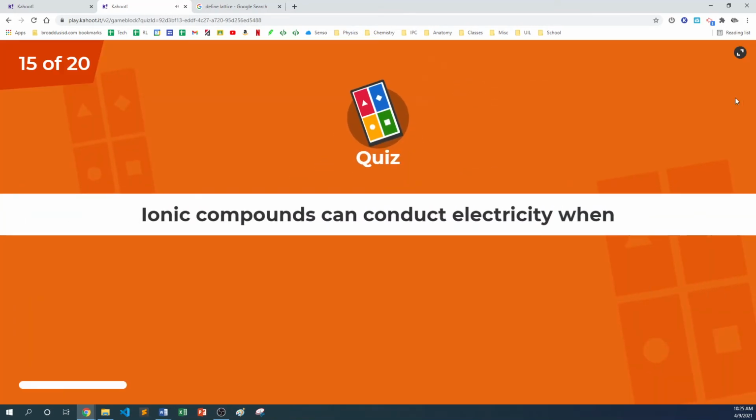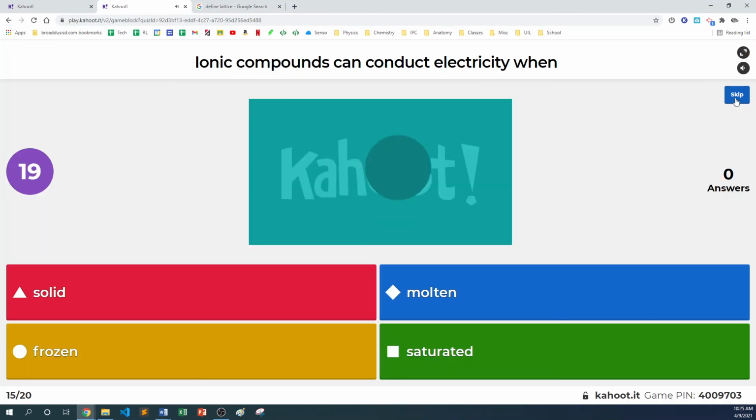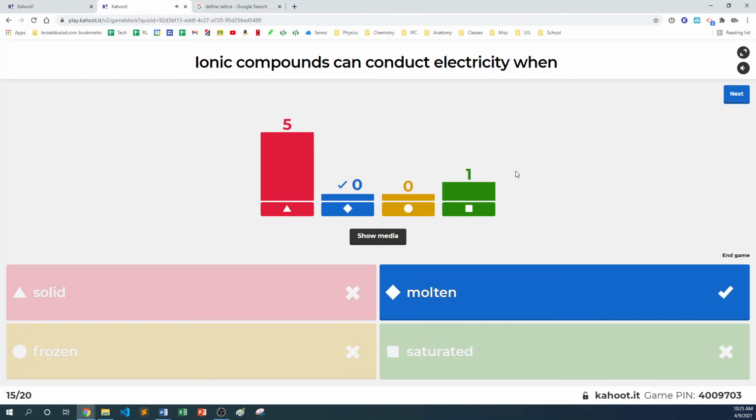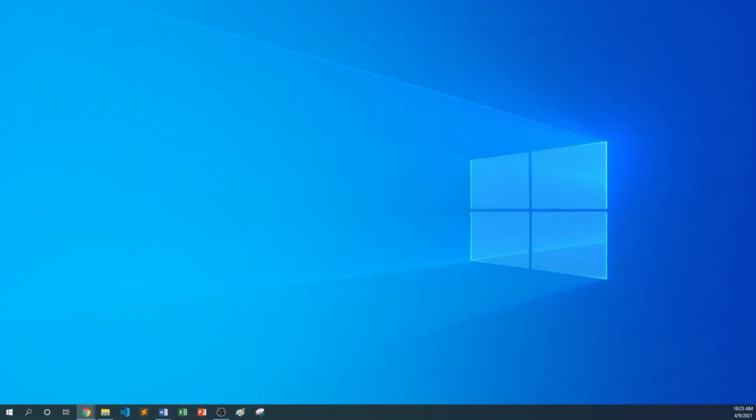One more question and then go put up. Ionic compounds can conduct electricity when what? This one was not easy. Dissolved in water is the correct answer, I would say, but that's not one of them. But if you melt it, salt can't conduct electricity unless it's molten.